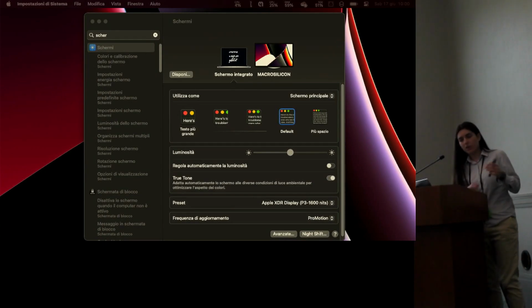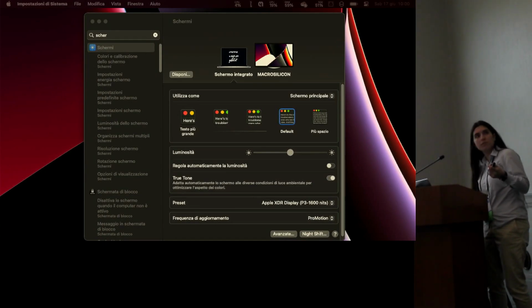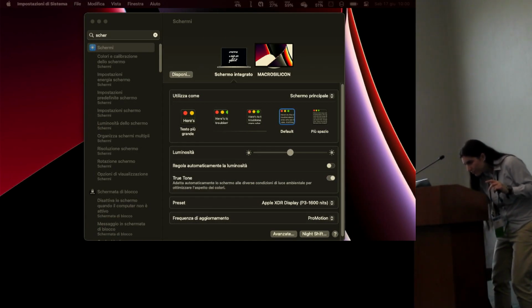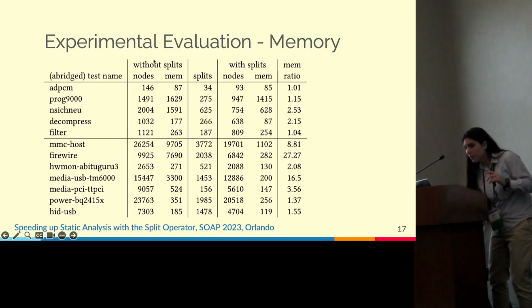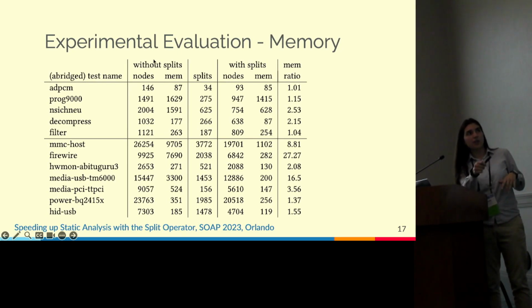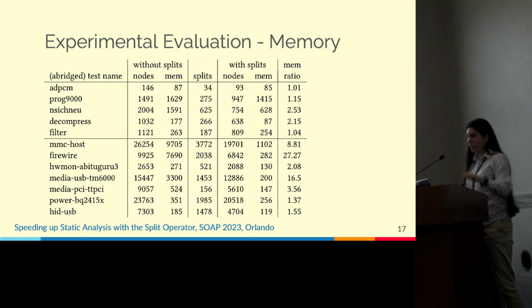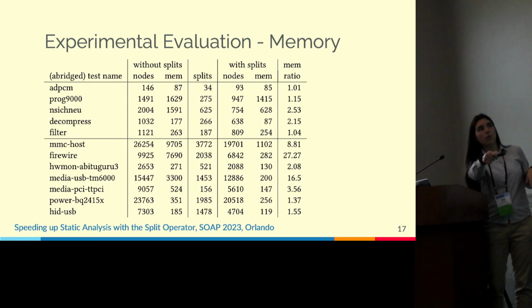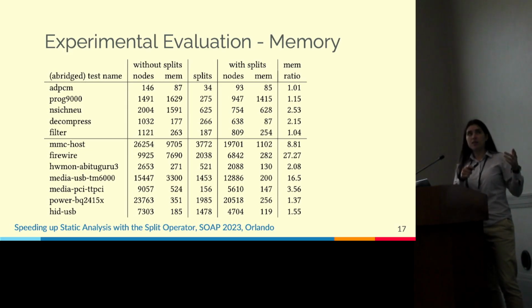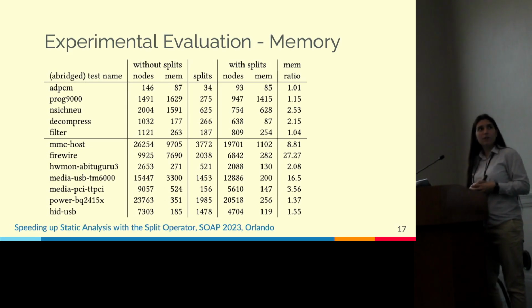Let me just show it. Okay, so here you can see that what we did is basically the same as the graph in the next slide. We just counted the number of split operators in the CRAB CFG for each program in the benchmark.